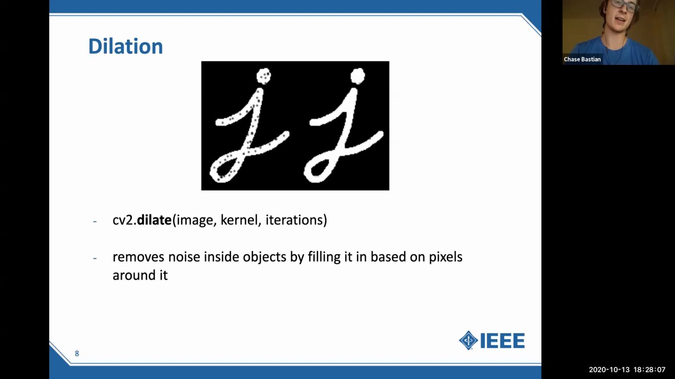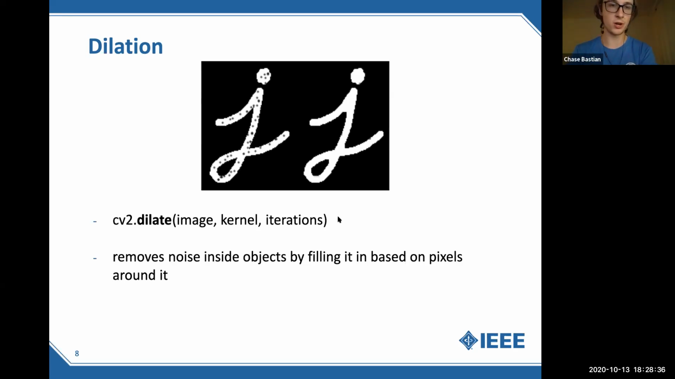So the way to do that is it's called dilation. And what this does is it basically fills in holes inside objects. And the way it does that is it changes the value of pixels based on the pixels that surround it. So if it's inside an object, the pixels around it are going to be white pixels, so it'll fill it in white. It also has some side effects along the same thing in that it weights surrounding pixels.